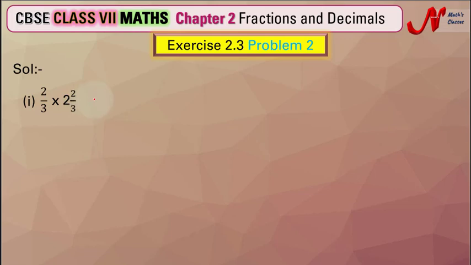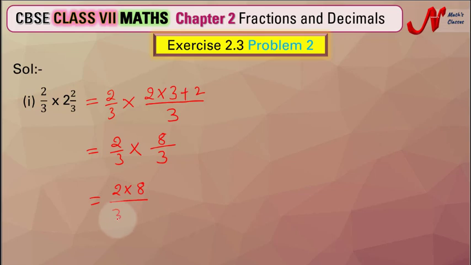So 2 by 3 into... here 2 by 3 is a mixed fraction, so it can be written as 2 into 3 plus 2 divided by 3, which is equal to 2 threes are 6 plus 2, that is equal to 8 by 3. Which is equal to 2 into 8 by 3 into 3, which is equal to 2 eights are 16 and 3 threes are 9.